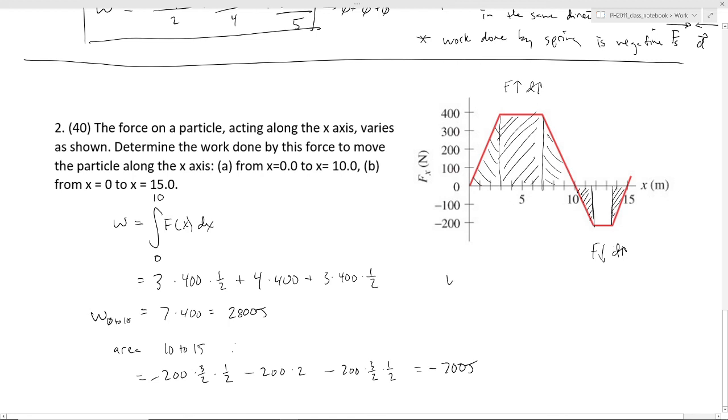And as a result, the work from 0 to 15 would equal 2,800 minus 700. So this would be 2,100 joules. So hopefully this gives you an example of another kind of problem that you can solve, and that's with varying forces, but a graphical style problem.